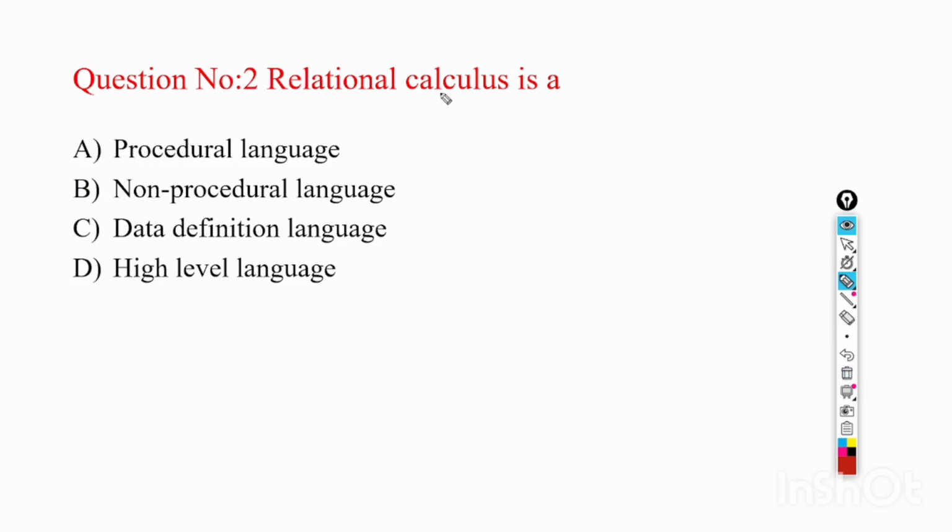So what is a procedural language? The procedural language option is wrong because a procedural language explains the step-by-step procedure. Data definition language is used for database definition, like create and alter. Option D, high-level language, is too general and not specific for this particular answer.